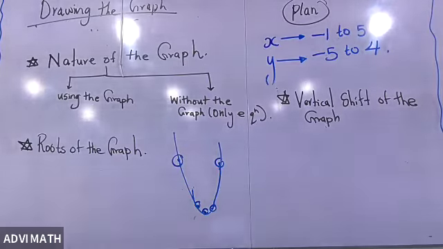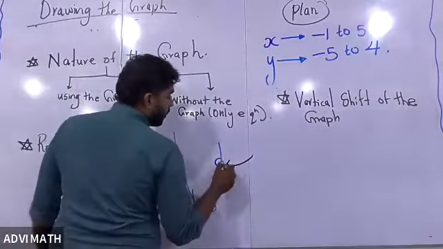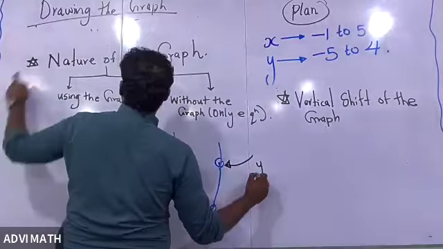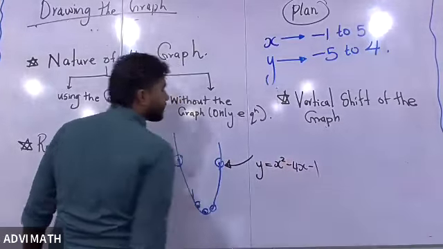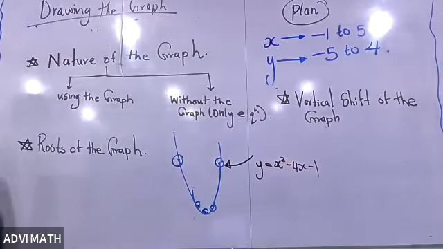And another one, once you are done with the graph, please draw an arrow and write the equation of the graph. What is the equation of the graph that they are given? Minus 4x minus 1. Please write the equation also, putting an arrow.